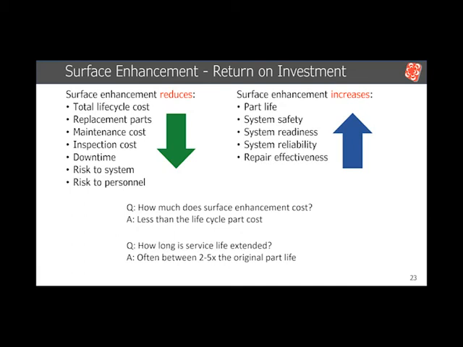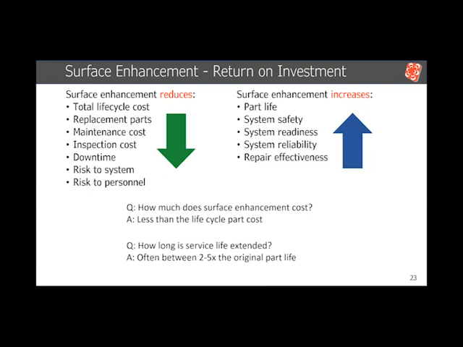The other part of it is that surface enhancement increases part life. So we're taking advantage of that: system safety, system readiness, system durability, and effectiveness. In terms of understanding the return on investment, it's not just about the first cost. It's also about the whole picture cost of implementing that residual stress on the surface of the part. If you go out and look at the website, there is information published, for example, on the cost savings associated with implementation of laser peening on the F-101. It's in about the $500 million range because of the savings associated with it.